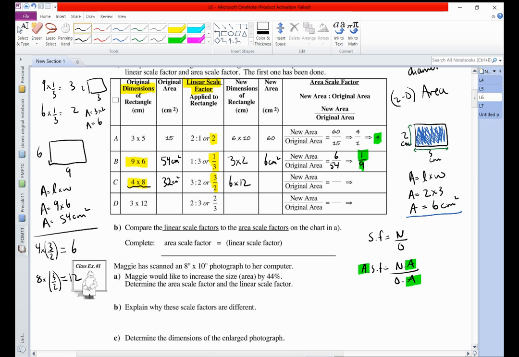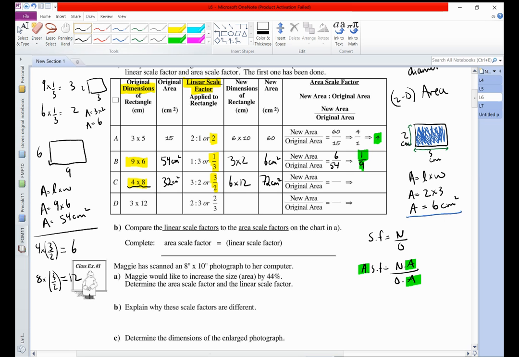And so we can calculate the area of our new rectangle if we just do length times width, which is 6 times 12. And that gives us a new area of 72 centimeters squared. So remember, the whole exercise here is to compare our linear scale factor to our area scale factor. So we have our linear scale factor, 3/2. What is our area scale factor going to be?